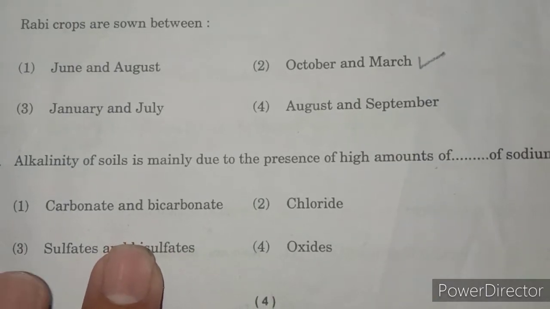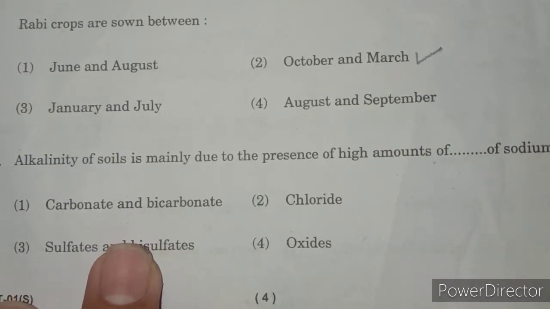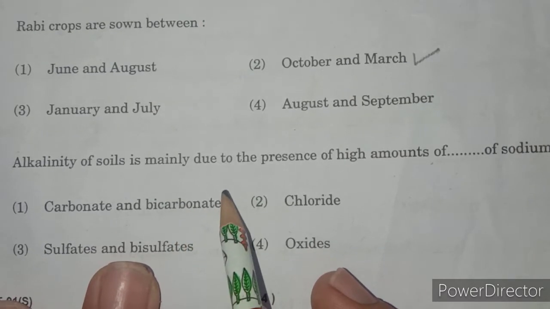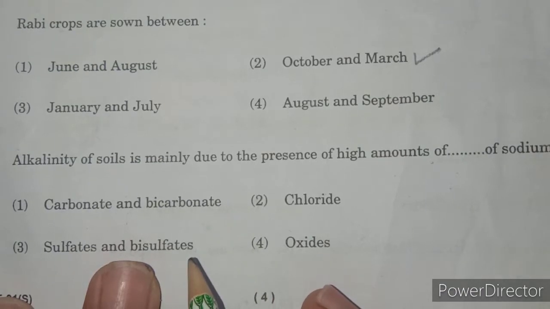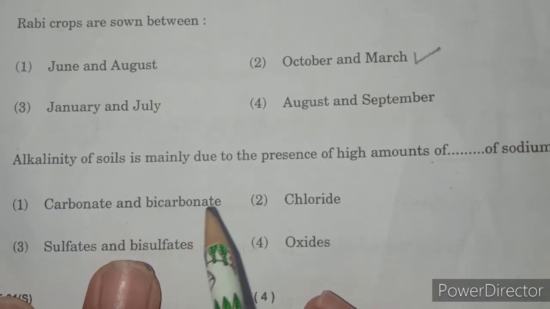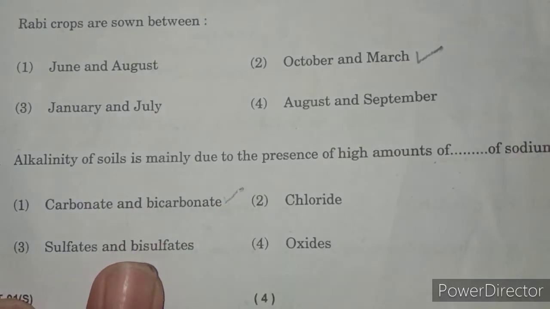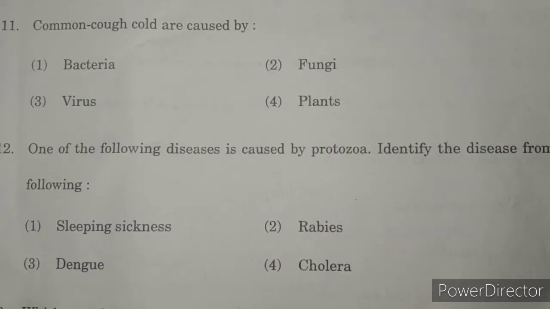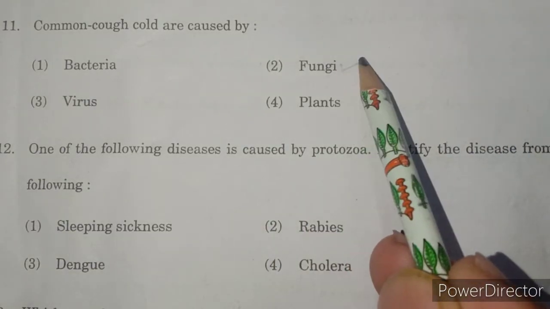Alkalinity of soil is mainly due to the presence of high amount of dash of sodium. First is correct answer, carbonate and bicarbonate. Next question. Common cough, cold are caused by. Second is correct answer, fungi.